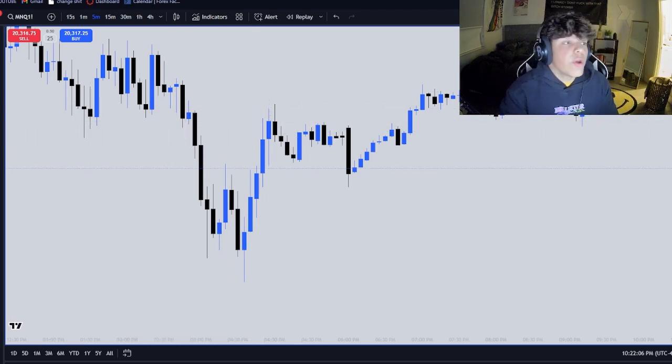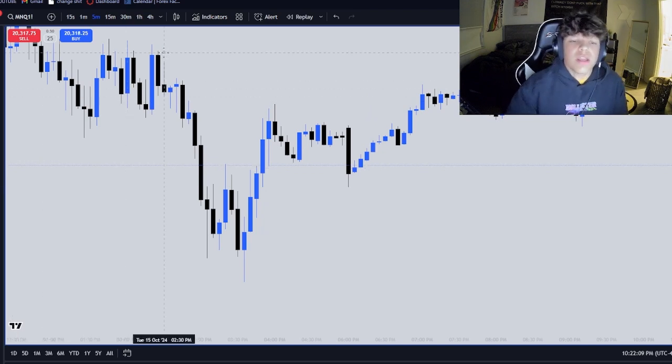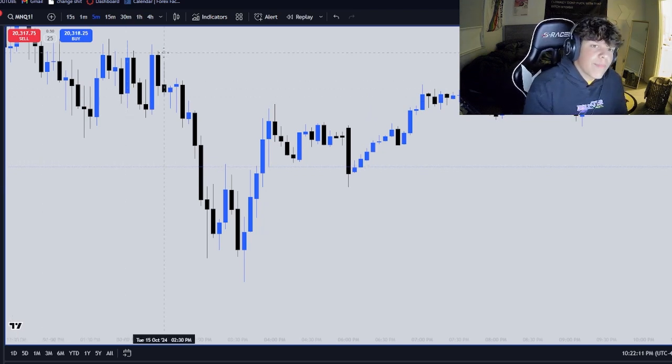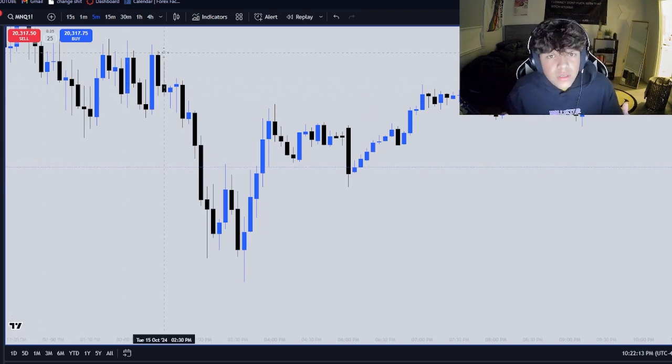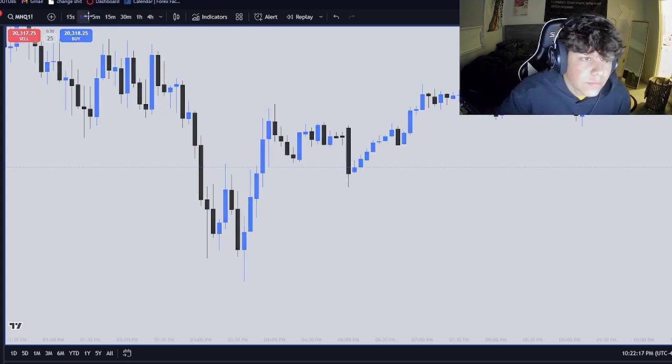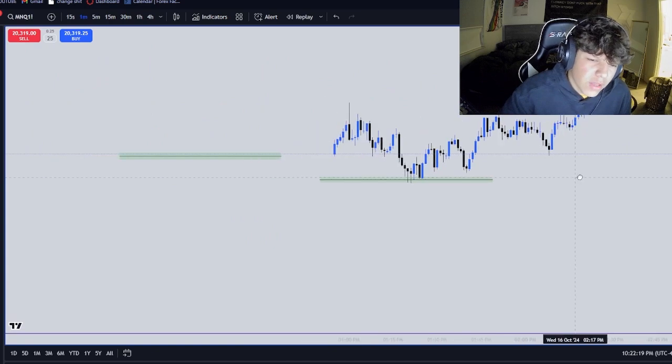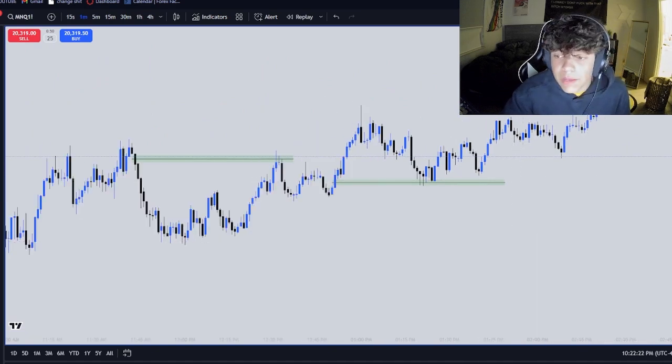Okay, so another point I wanted to go over today is, Rodney, now that I know which fair value gap is the right fair value gap, which fair value gap should I take trades off of? Let me show you. Okay, I reworded that a little bit wrong, but how do I take trades off of fair value gaps? Okay, let me show you guys.